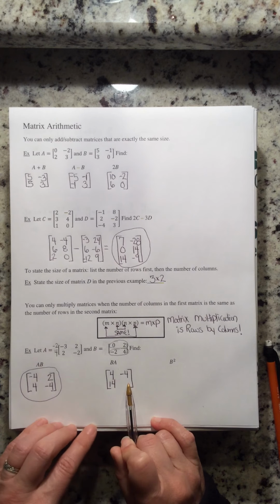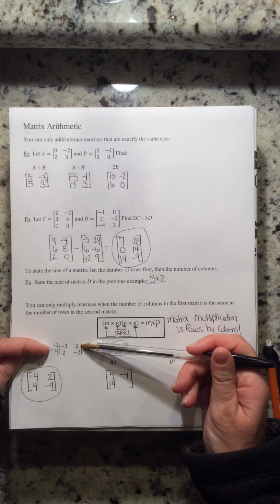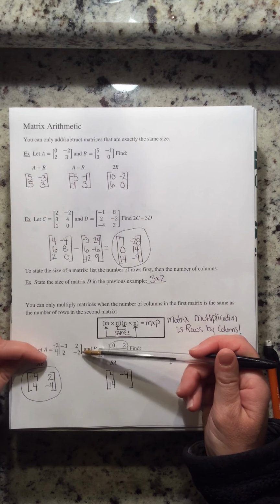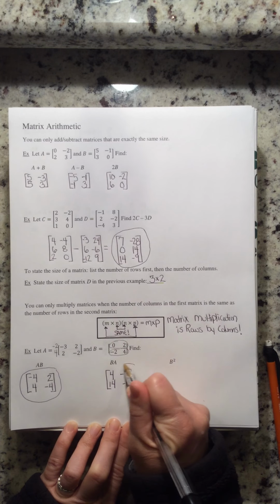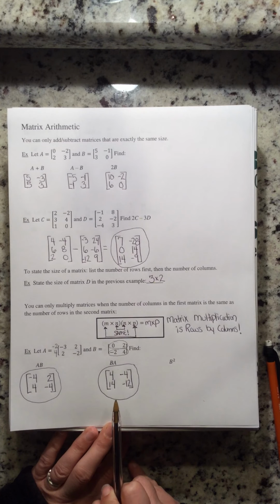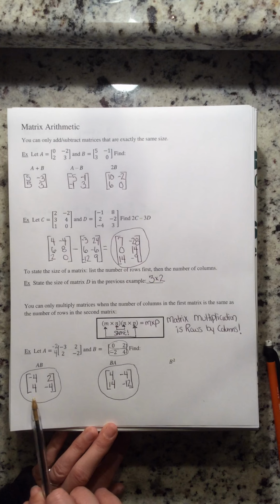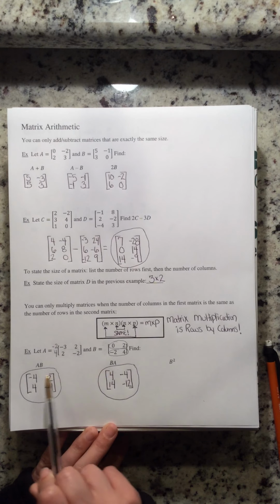Okay, for our last entry, just go ahead and take that same row, negative 2, 4, and multiply by the remaining column. Negative 2 times 2, negative 4. 4 times negative 2, negative 8, and negative 4 plus negative 8 is negative 12. And what I would like you to notice right now is that matrix AB is not at all the same as matrix BA. So AB is completely different than BA, and these are rarely the same.